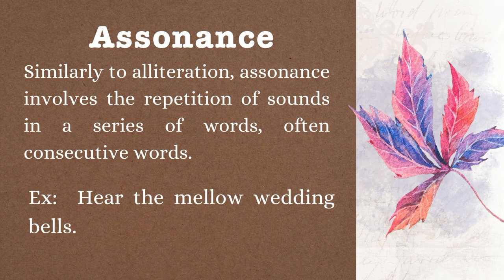Next is assonance. It is similar to alliteration. Assonance involves the repetition of sounds in a series of words, often consecutive words. Take note, alliteration focuses on the consonant sounds, while assonance focuses on the vowel sounds. So here is an example of assonance: hear the mellow wedding bells. This example of assonance highlights the repetition of the E sound in hear, mellow, and wedding, creating a musical quality that enhances the imagery of the scene.